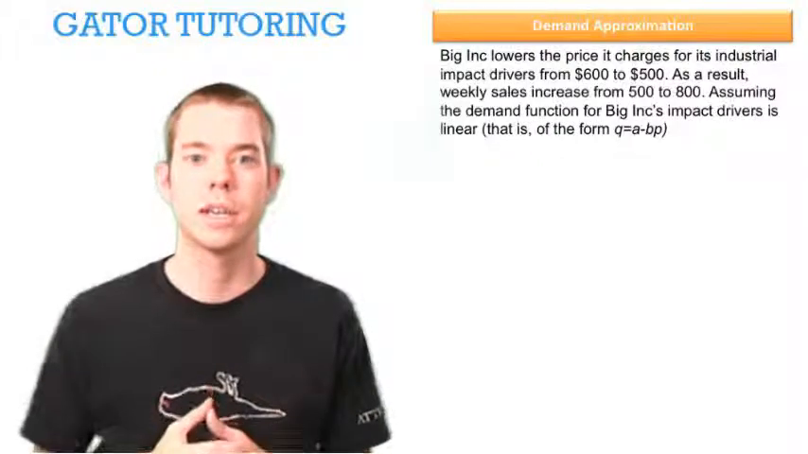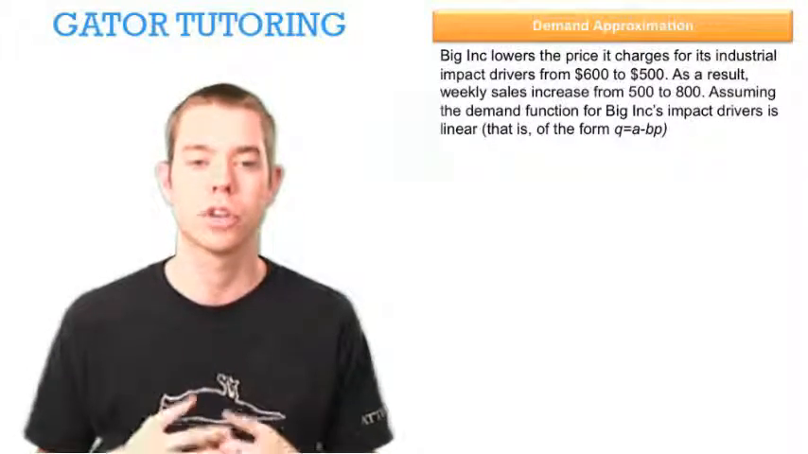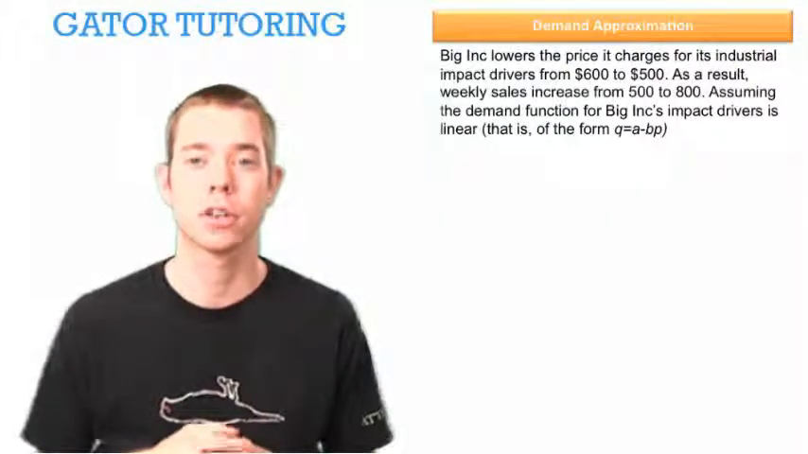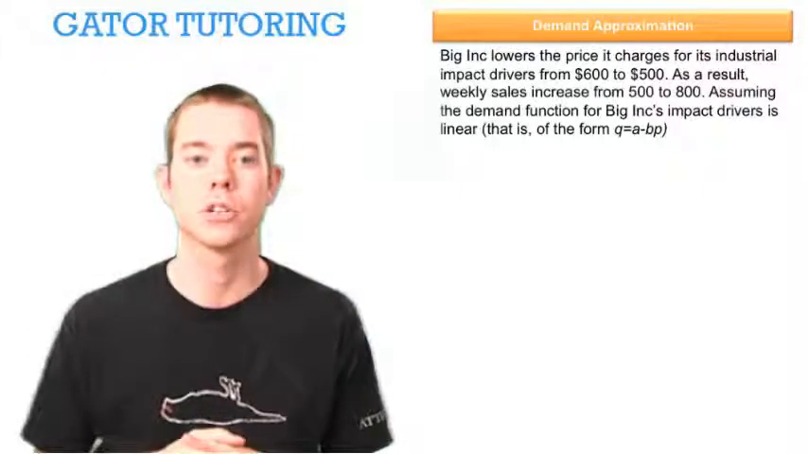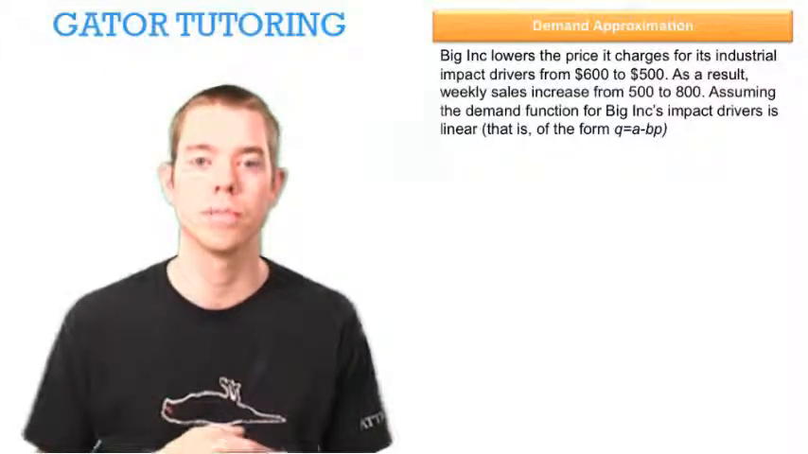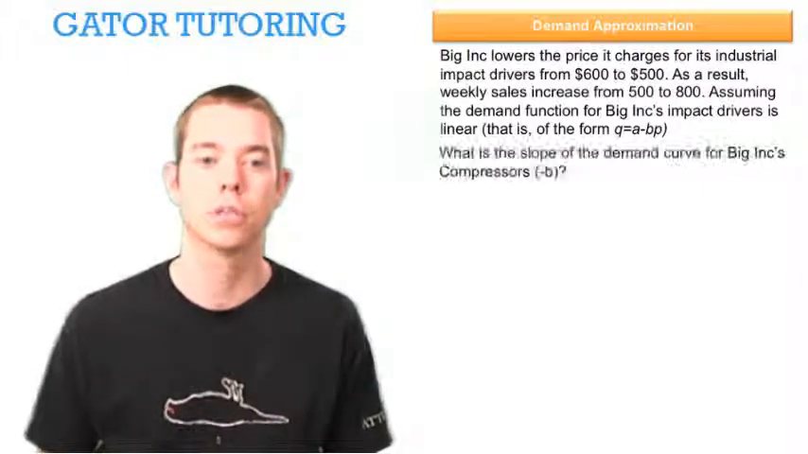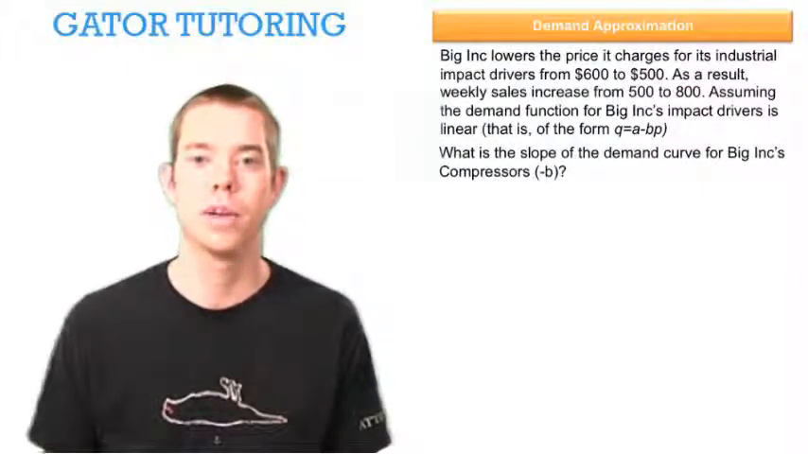It tells us that Big Ink lowers the price it charges for its industrial impact drivers from $600 to $500. As a result, weekly sales increase from 500 to 800 units. Assuming the demand function for Big Ink's impact drivers is linear, that is, of the form Q equals A minus BP, the first question is asking, what is the slope of the demand curve for Big Ink's compressors, negative B?